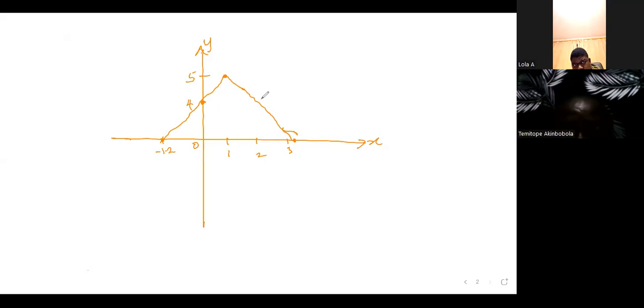So that's y = 4 + 2x - x². That's the sketch. So you can see the way we have navigated. Any question? No question, sir. All right.